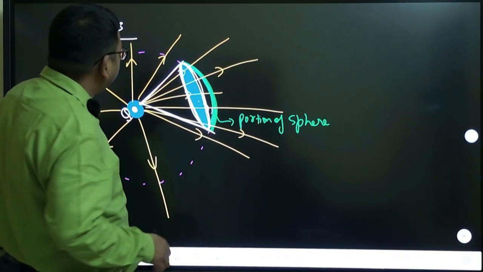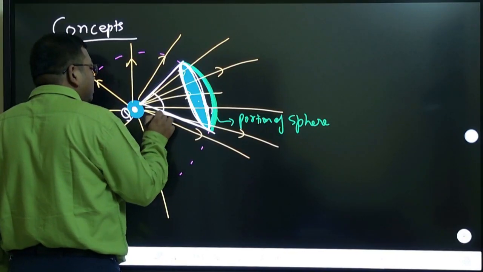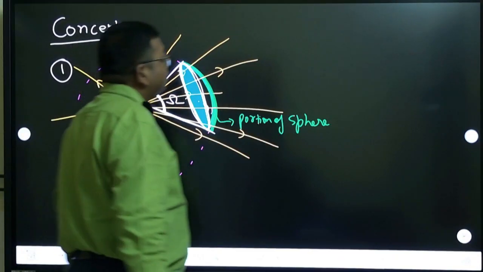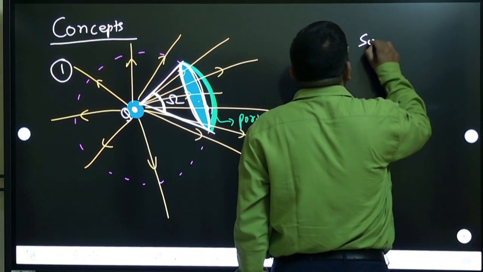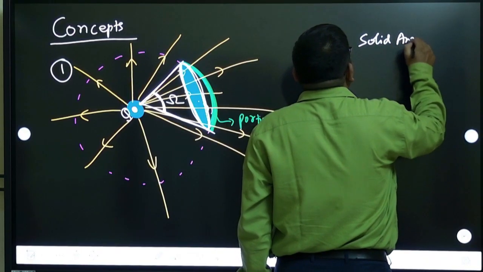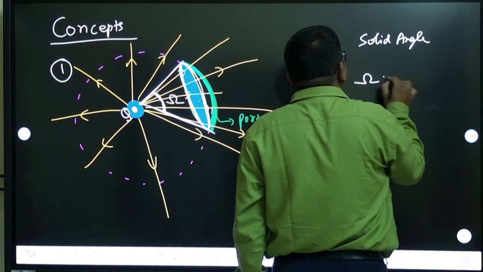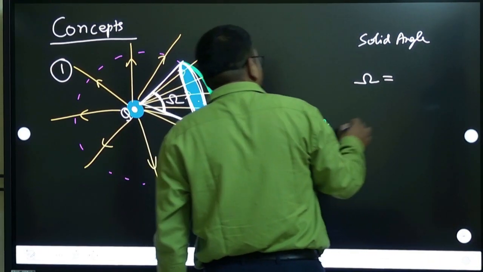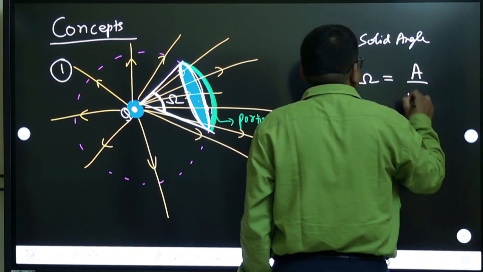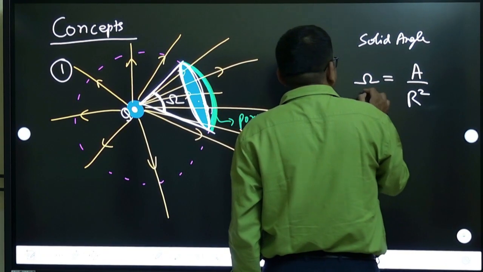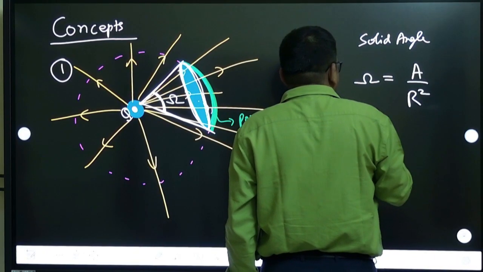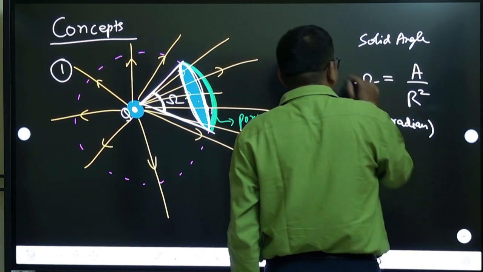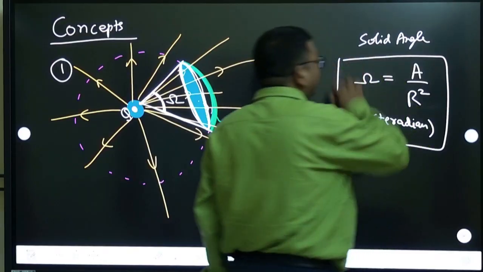But anyway, how do we calculate flux? Let us consider this angle as a solid angle. Do you know what is solid angle? Solid angle is defined as this spherical portion, let us say area A, divided by r square. Have you studied this solid angle in steradian? In grade 11 you have studied, but you might have forgotten.